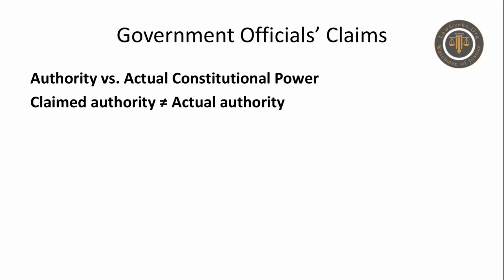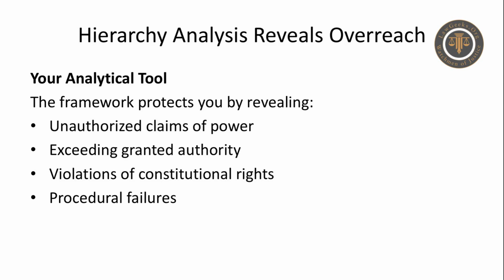And it's this competency that separates informed, empowered citizens from those who are merely subject to government power without understanding its constitutional limits. The beautiful thing about the hierarchy analysis framework you're learning is that it reveals governmental overreach systematically. You're not just guessing or relying on political opinions, you're using a structured analytical framework based on constitutional text and Supreme Court precedent. When you apply the 4-step framework, it reveals several types of problems systematically. First, it reveals unauthorized claims of power, where government claims authority that was never granted. Second, it reveals instances where government exceeds granted authority, where they have some power but are going beyond its constitutional boundaries. Third, it reveals violations of constitutional rights, where the specific method of exercising authority infringes protected rights.